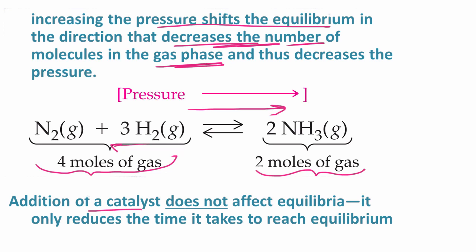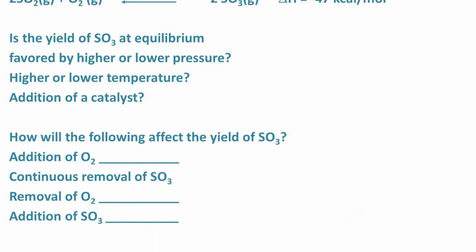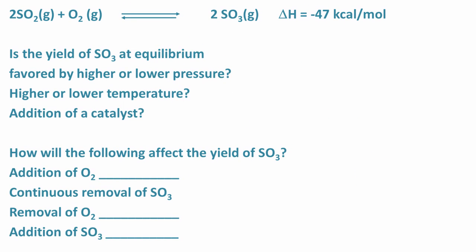As I said before, addition of a catalyst does not affect equilibrium. It only reduces the time it takes to reach equilibrium. Let's do a little problem here. This particular reaction, again, I can't remember the temperature, but anyway, we have sulfur dioxide and oxygen to produce sulfur trioxide. So my question for you, we see that this is exothermic. Is the yield of sulfur trioxide at equilibrium favored by higher or lower pressure?